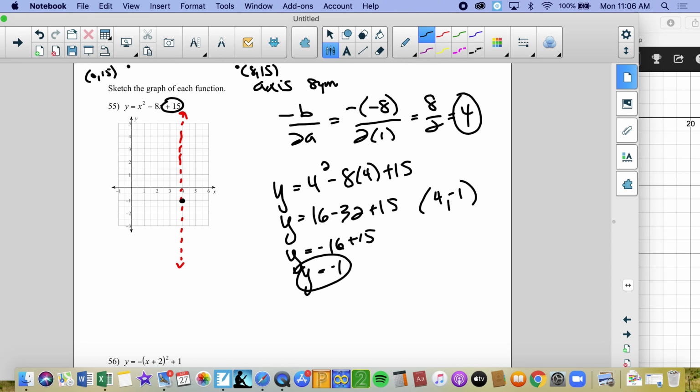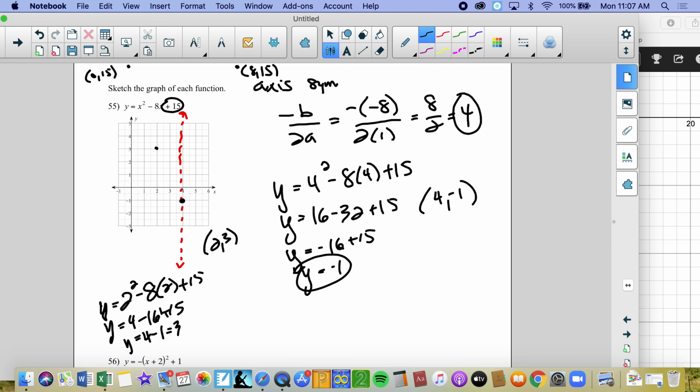And now I need to find a fourth and fifth point. I have 3 points, so I'm going to pick an x. What's a nice value? Probably 2. So I'm going to plug in 2 for x. So I get 2 squared minus 8 times 2 plus 15, which gives me 4 minus 16 plus 15, which gives me 4 minus 1, which is 3. So when I plugged in 2 for x, I got 3 for y, 2, 3.